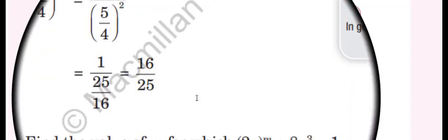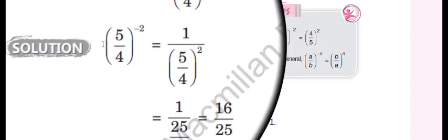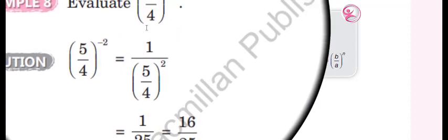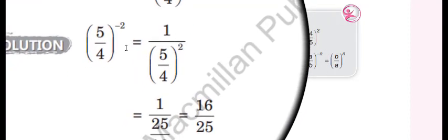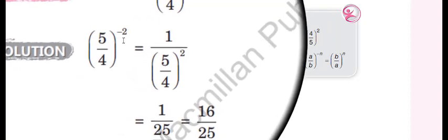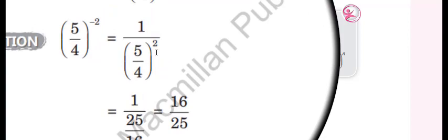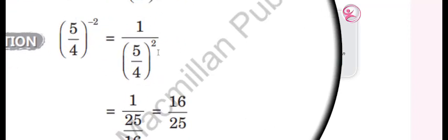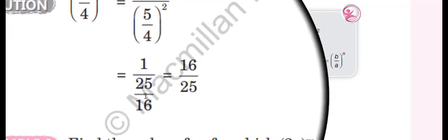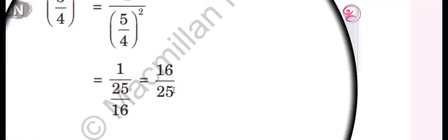Now come to question number 8. Here it says evaluate 5 by 4 raised to the power of minus 2. Since it's a negative exponent, we can write it as 1 upon 5 by 4 raised to the power of 2. As we have studied in the law of exponents, the last law, which says that a raised to the power of minus n equals 1 upon a raised to the power of n. So the complete thing has been written with the positive exponent, and on expanding this comes out to be 25 by 16, and the reciprocal of 25 by 16 comes out to be 16 by 25.